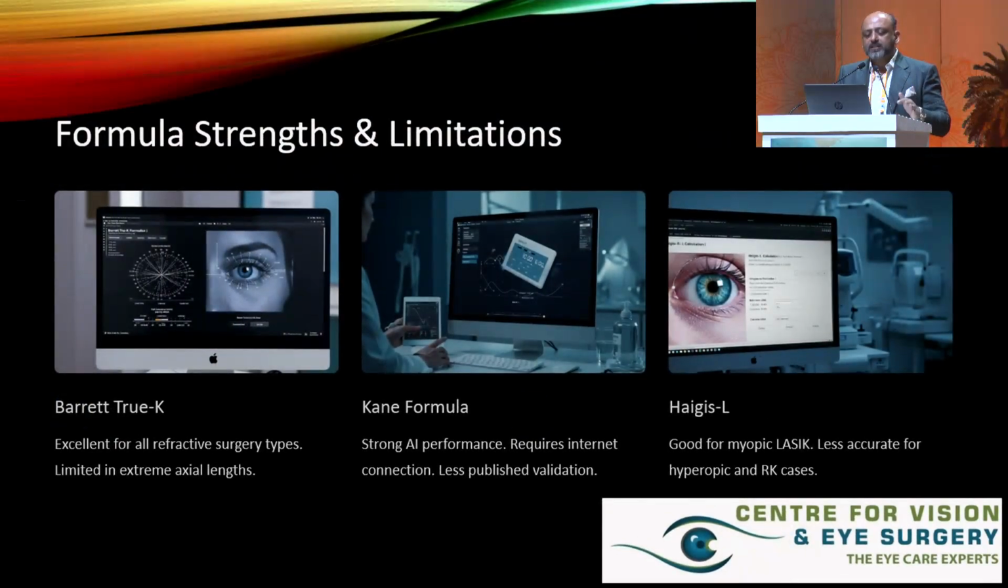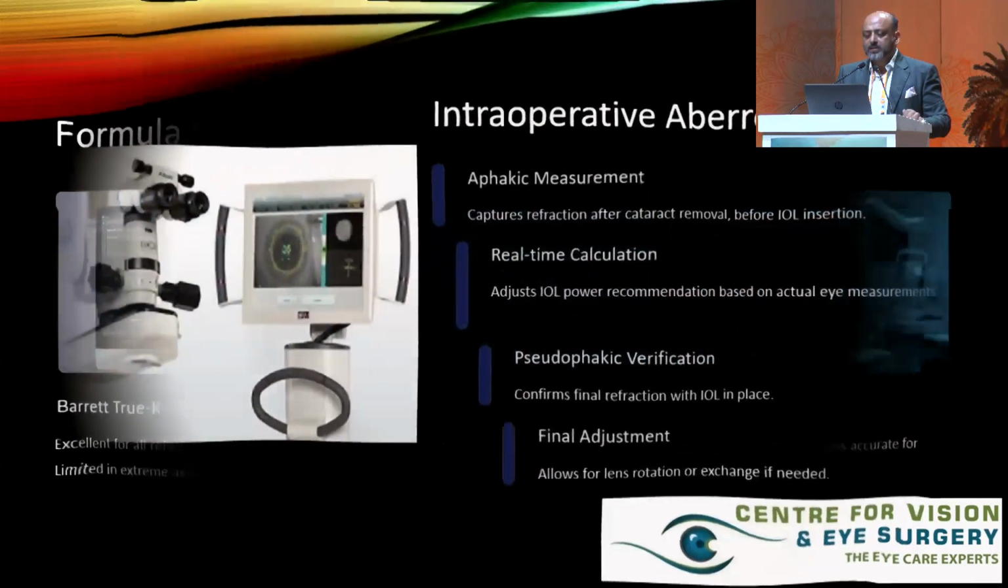The Barrett True-K is excellent for all refractive surgery types, but it is limited in extreme axial lengths. The Kane formula has some AI input, requires an internet connection, and is probably slightly less published than what has already been done. The Haigis-L is probably good for myopic, less accurate for hyperopic and RK cases.